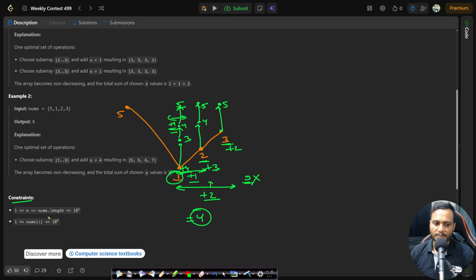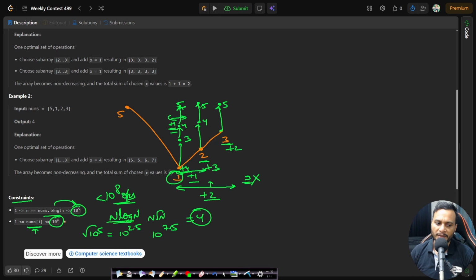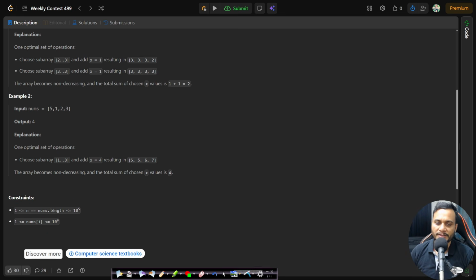In this case, the constraint says nums.length is up to 10 to the power of 5, and we have to solve within about 10 to the power 8 operations. So the time complexity should not go beyond n log n or maximum n root n, because n root n will make it 10 to the power of 7.5, since the square root of 10 to the power 5 is around 10 to the power 2.5. Each individual number can be up to 10 to the power of 9, and if there are 10 to the power 5 items and we end up adding them, we can end up with a number of 10 to the power 14, which can definitely exceed the integer range. So we should take a 64-bit integer, which has a range up to 10 to the power of 18.